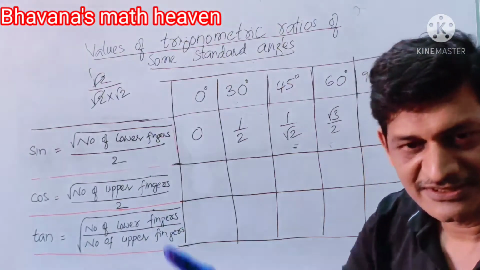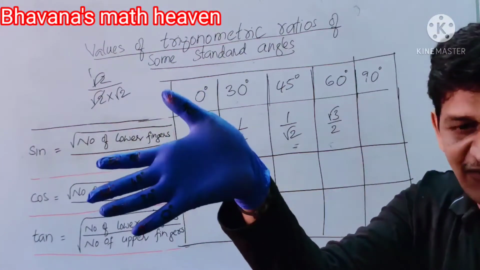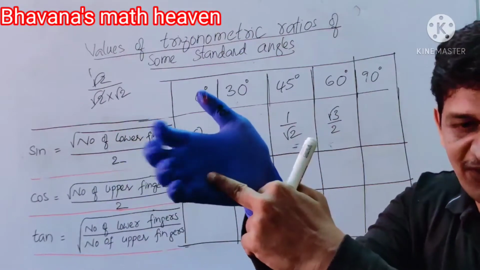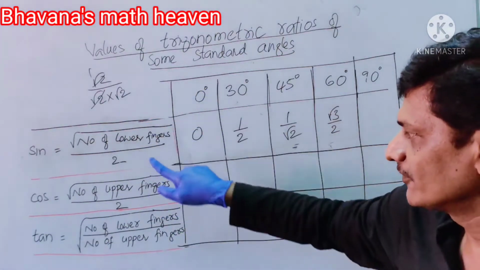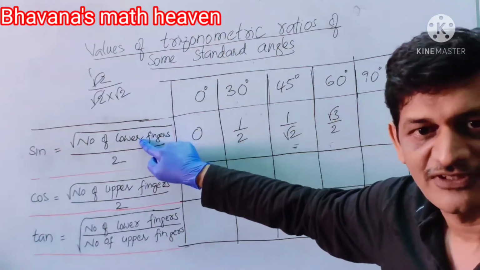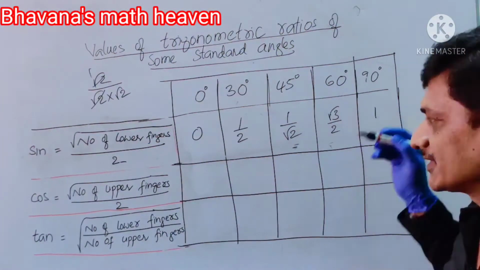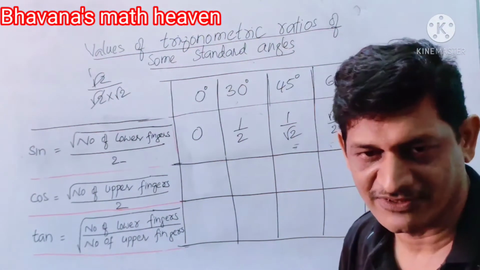Coming to 90 degrees. Now this is the thumb finger. Now fold this. At the bottom of this thumb finger, 4 fingers are there. So substitute 4 here, root 4 value is 2, 2 by 2 is 1. This is sine 90 value, sine 90 value is 1.